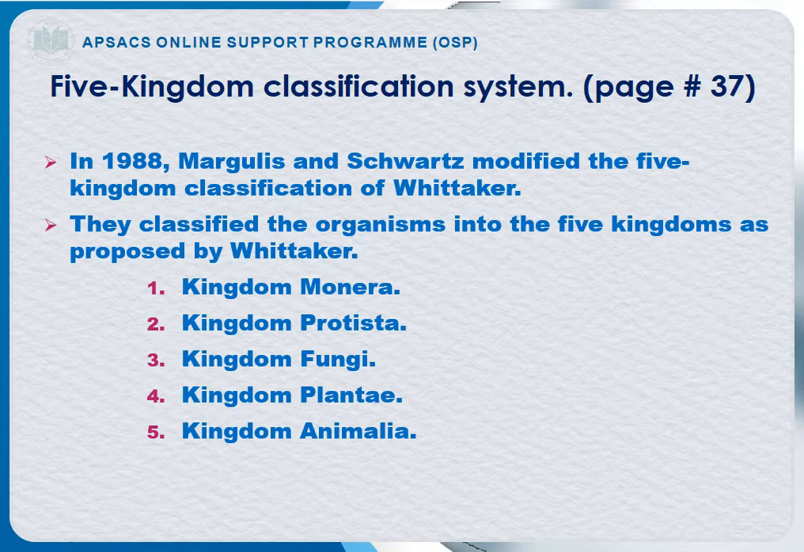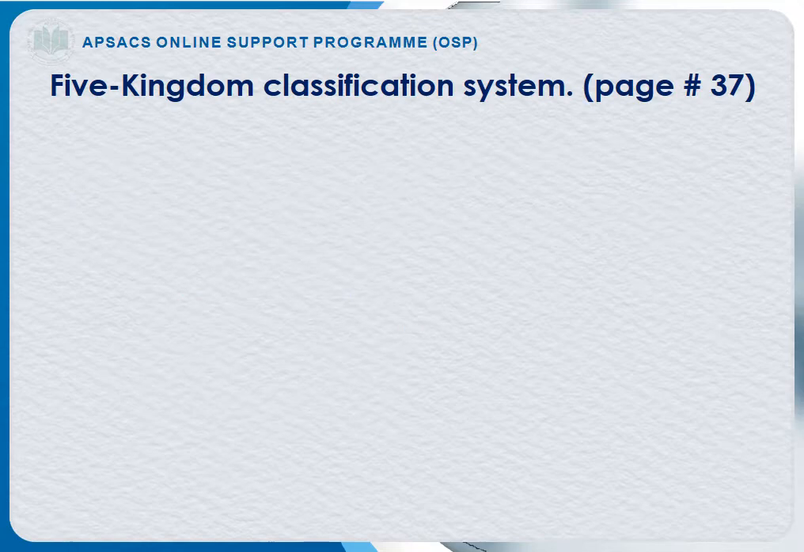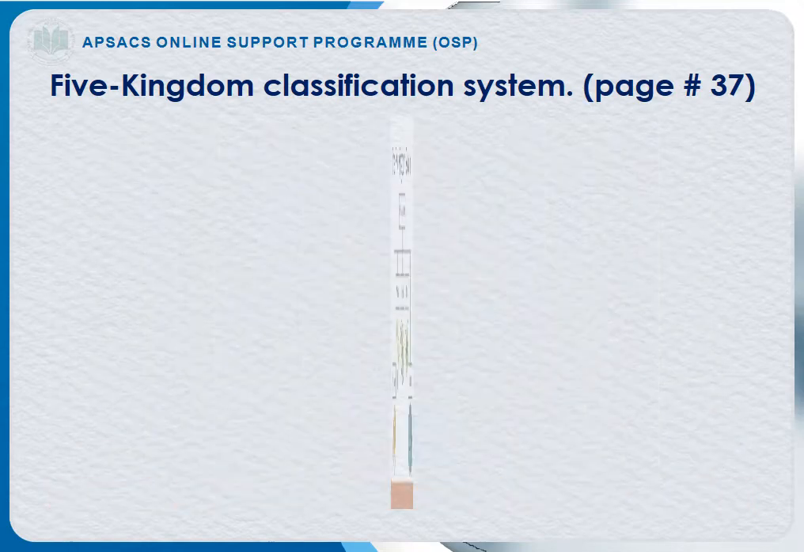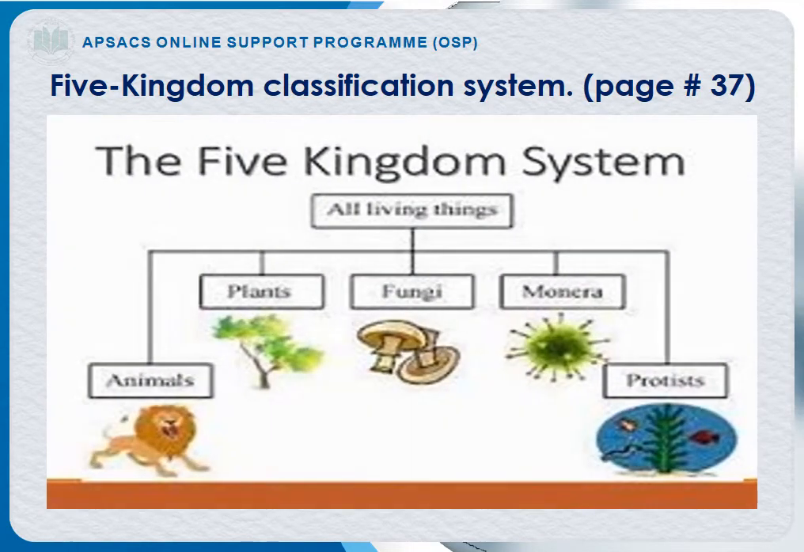They classified the organisms into five kingdoms as proposed by Whittaker. The first one, Kingdom Monera. The second one, Kingdom Protista. Third, Kingdom Fungi. Fourth, Kingdom Plantae. And fifth, Kingdom Animalia. The five kingdoms of living organisms are animals, plants, fungi, Monera, and Protista.